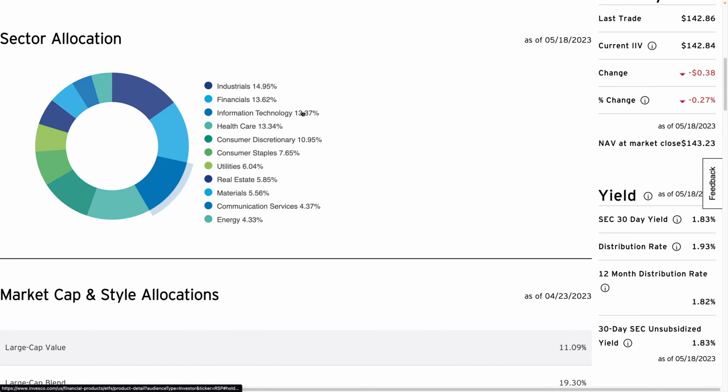If we look at the asset allocation on RSP, it's quite a bit different than VOO. Information technology, instead of being roughly 20 or 30% as for VOO, is only 13.37%. And you've got quite a few financials in this, 13.62.